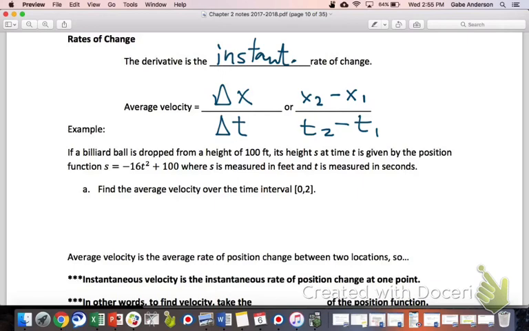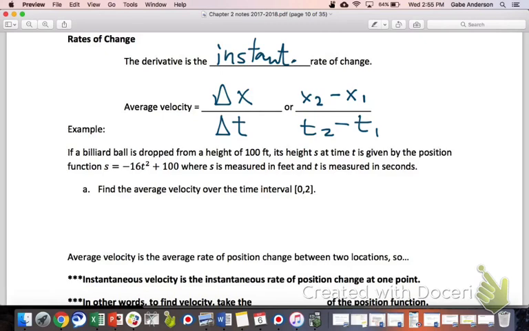Hey guys, let's finish this up. Let's at least do this first little part of this example. It says if a billiard ball is dropped from a height of 100 feet, its height s at time t is given by the position function right there.